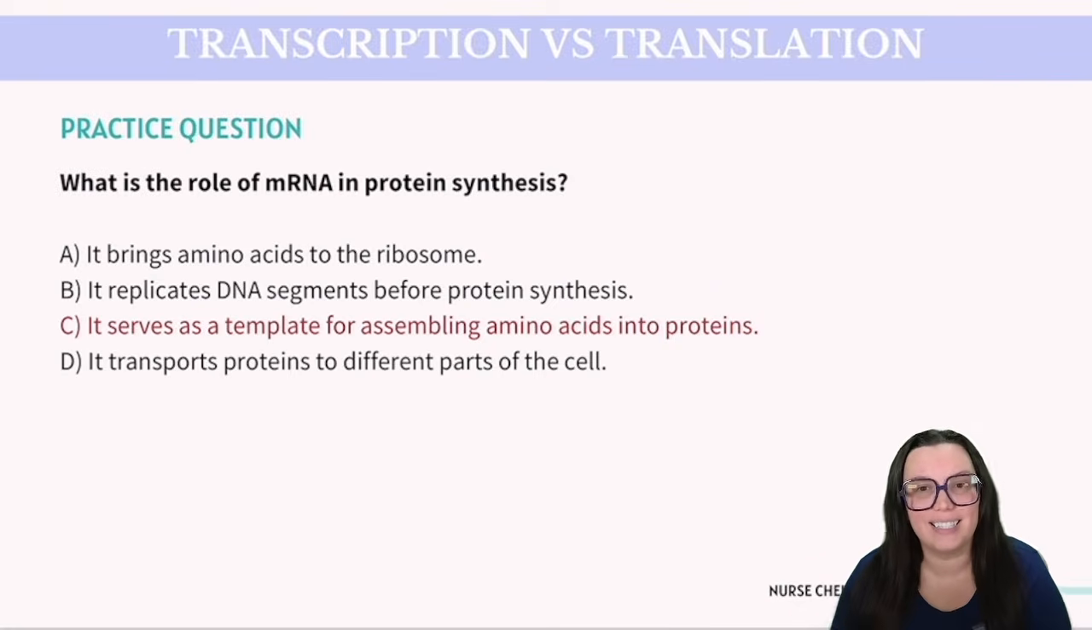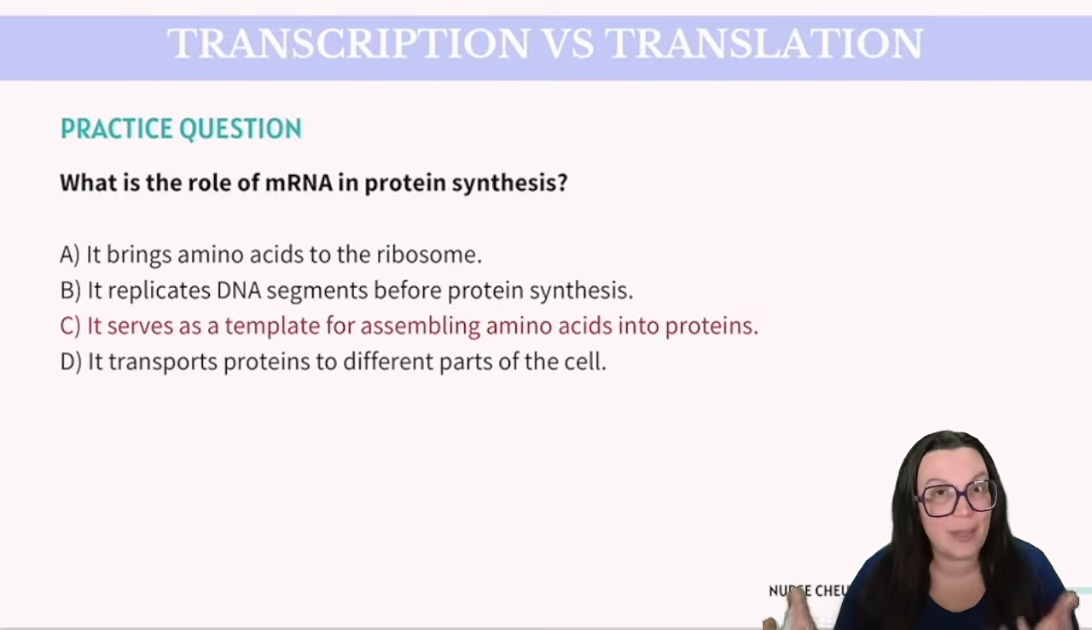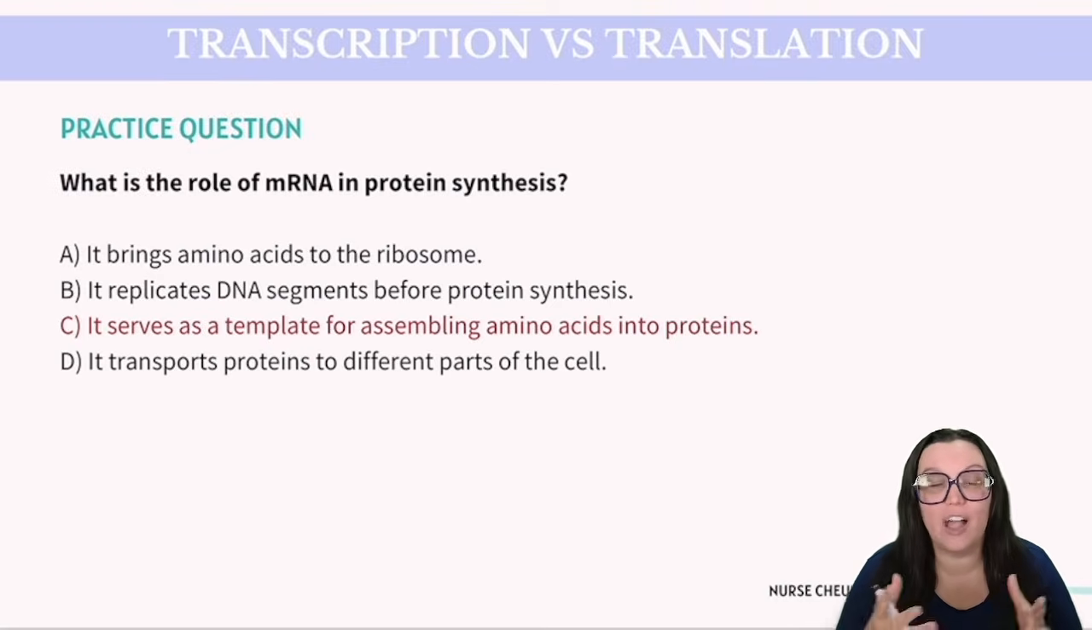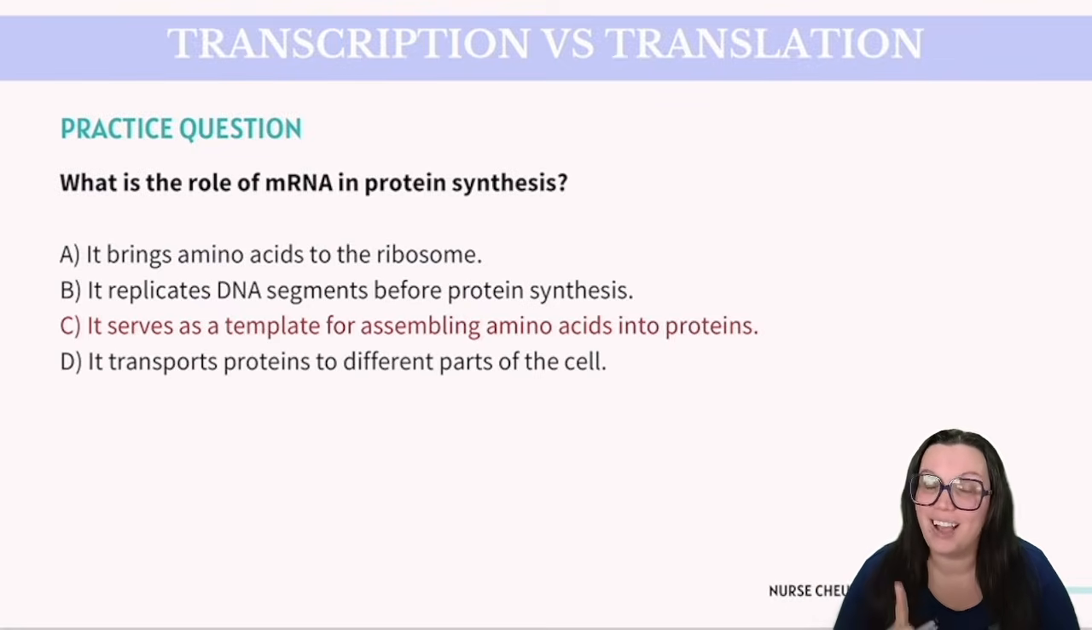So during protein synthesis, mRNA carries that genetic code from DNA during the transcription process to the ribosome. Here is where it's going to serve as a template for the sequence of amino acids in a protein during translation. tRNA, not mRNA, is responsible for bringing amino acids to the ribosome, so option A would be wrong. And then DNA replication in option B is a separate process from protein synthesis, so again, that doesn't make sense. And then lastly, with option D, transporting proteins to different parts of the cell is a function of other cellular components like our endoplasmic reticulum and our Golgi apparatus, not mRNA.